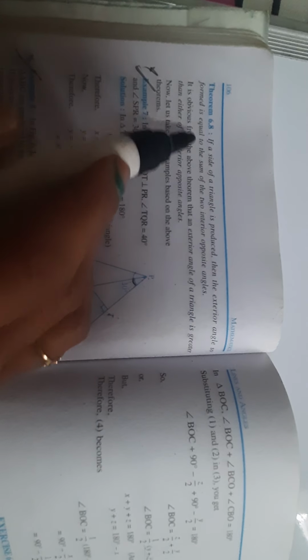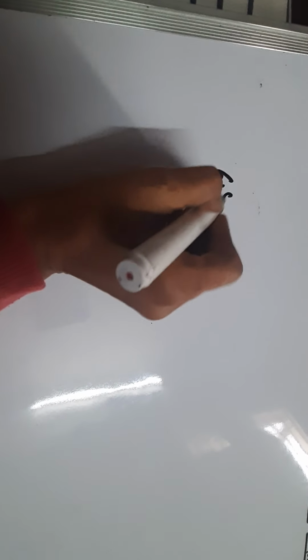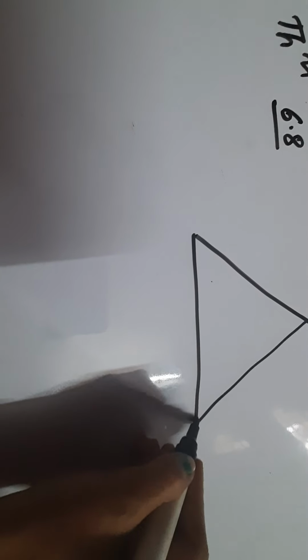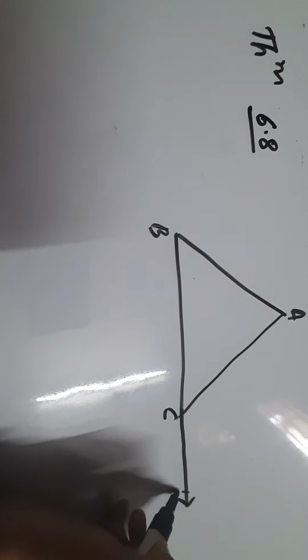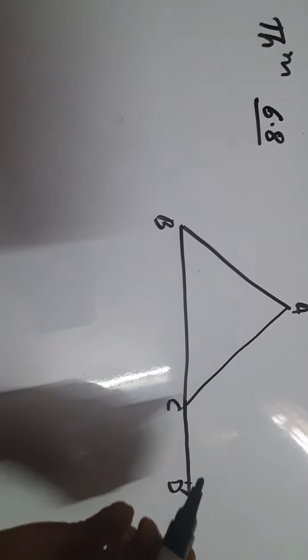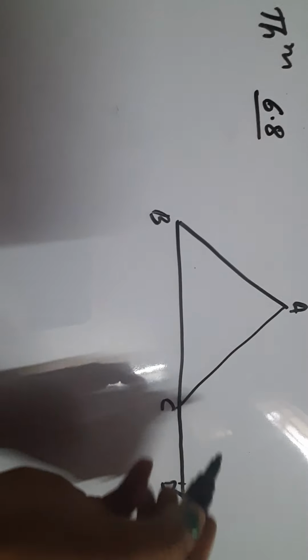Now let us see theorem 6.8. What does it say? If a side of a triangle is produced, then the exterior angle so formed is equal to the sum of the two interior opposite angles. Theorem 6.8 says that if a side of a triangle is produced, like this is a triangle, and if we produce any of the sides, मान लो मैंने I have a triangle ABC and I have produced BC. मैंने BC को आगे प्रोड्यूस कर दिया. Then the exterior angle formed.